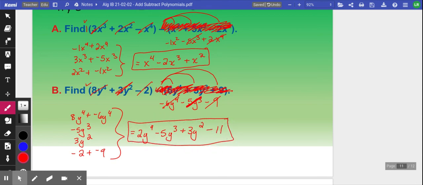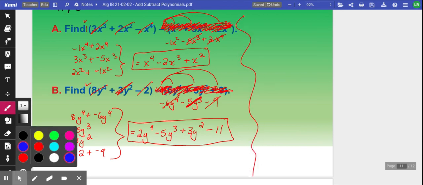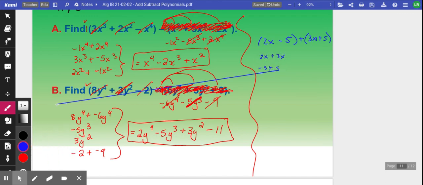Okay. Now, we didn't have any problems that did this, but if you have something that adds to 0, it just basically disappears and it doesn't exist. So for instance, if I just made a quick and easy one here. If you had 2x minus 5, and I'm going to make an addition problem, plus 3x plus 5, and you do this, we'd have 2x plus 3x, and we'd have negative 5 plus 5.